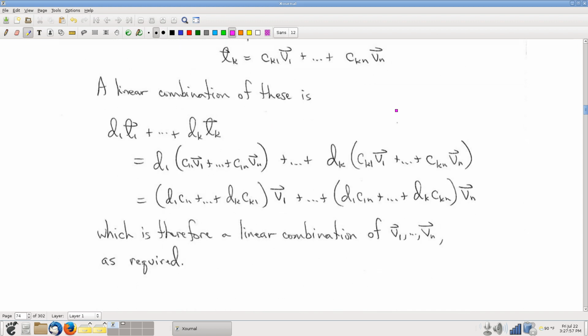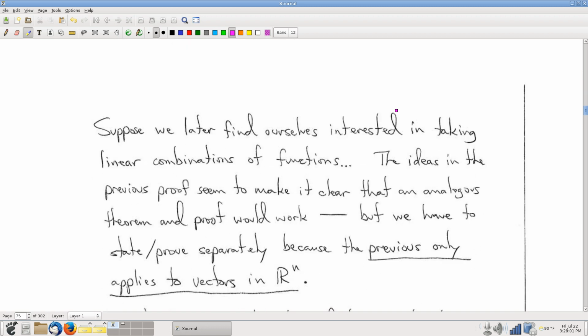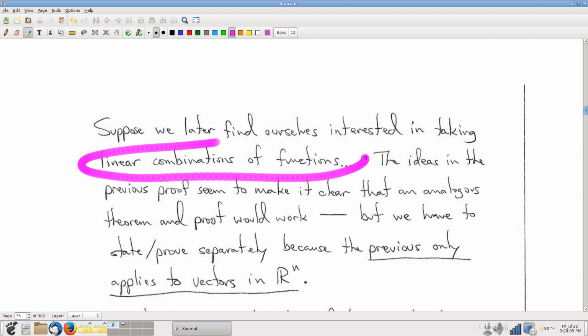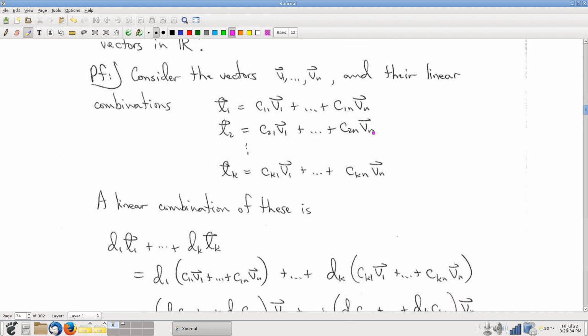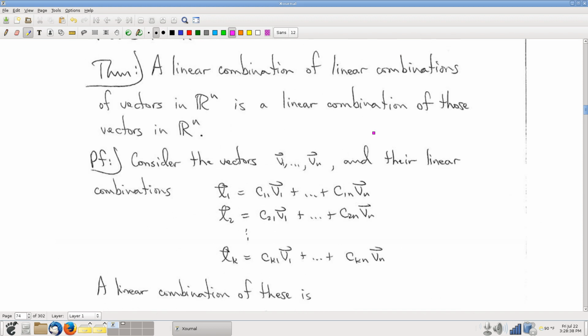Fine. So now, suppose that at some later date we find ourselves interested in taking linear combinations of functions. Well, you can imagine how one would talk about linear combinations of functions. You can take functions and multiply by scalars. You can take those results and add, and so linear combination makes sense for functions. And you might consider, hey, I wonder if it's still true that a linear combination of linear combinations of functions is a linear combination of the original set of functions. Well, the ideas would have seemed to all be in this proof, right? The only thing is, we can't just cite this theorem, because this theorem, as stated, is about vectors in Rn, and functions are not vectors in Rn. Functions are a different kind of object.